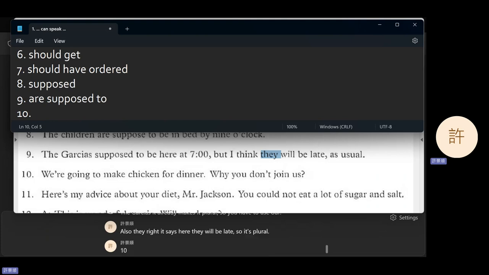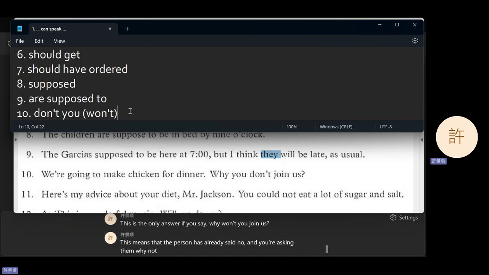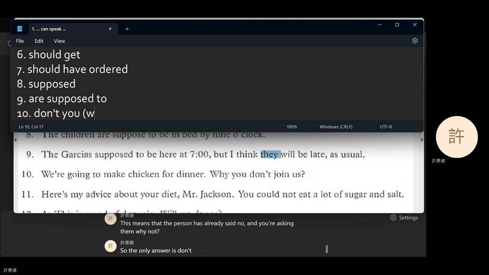10. We're going to make chicken for dinner. Why don't you join us? In Chinese, we say 何不一起来? This is the only answer. If you say why won't you join us, this means that the person has already said no, and you're asking them why not. So the only answer is don't.